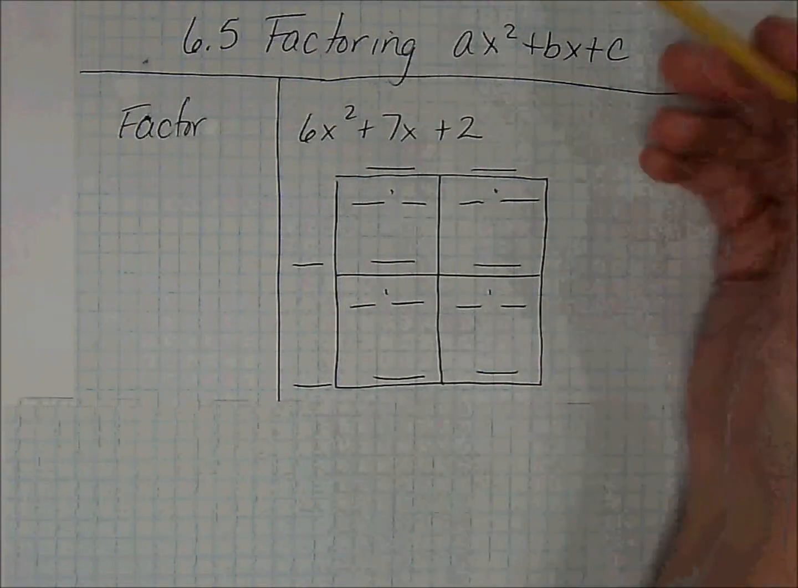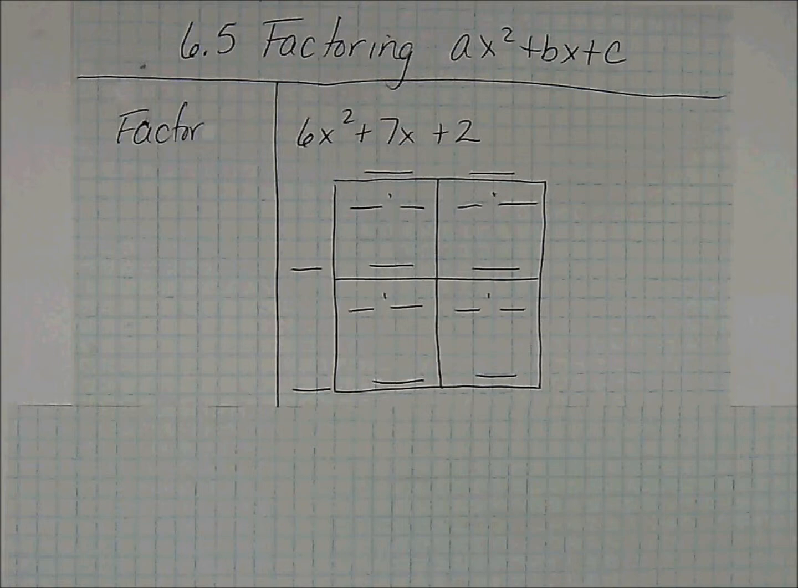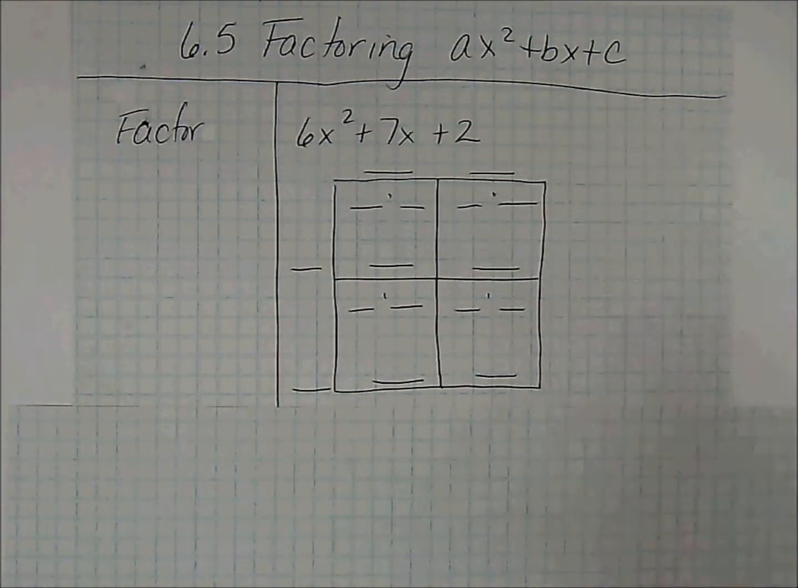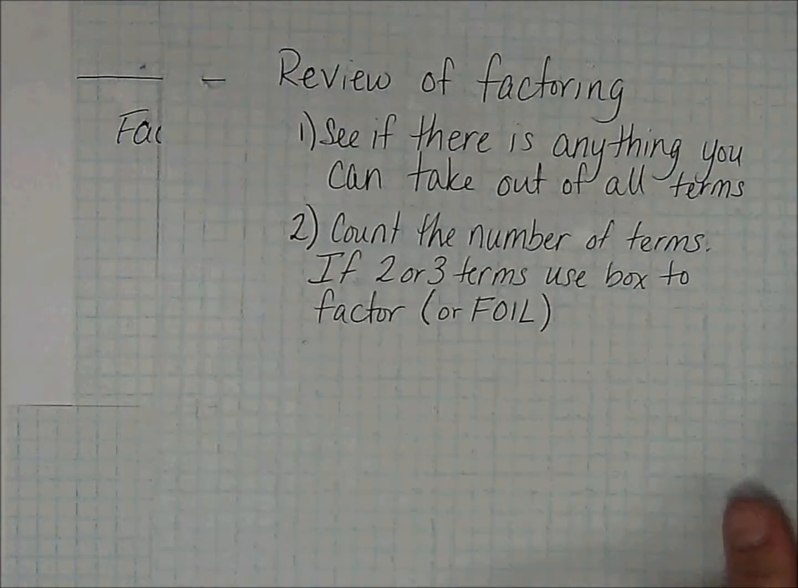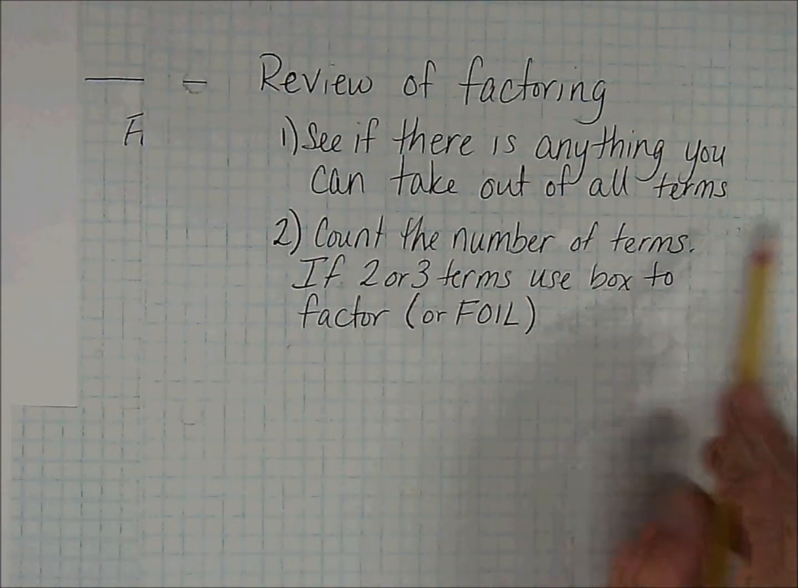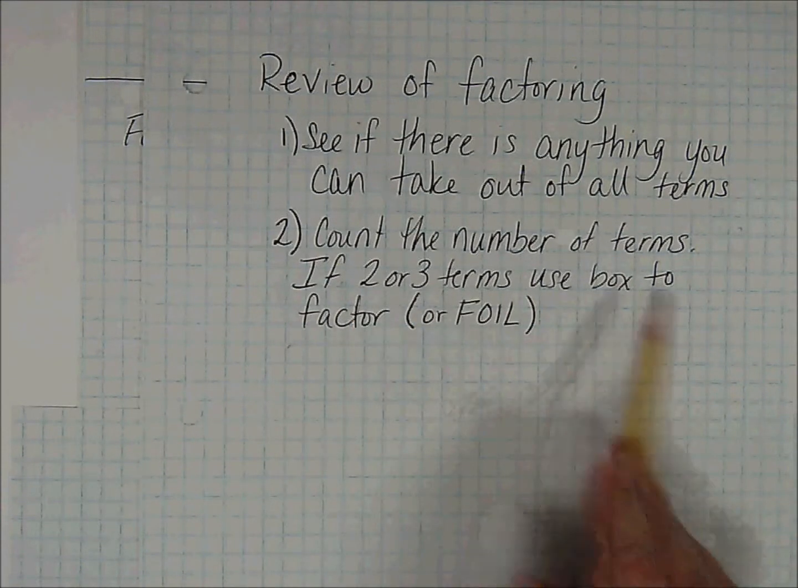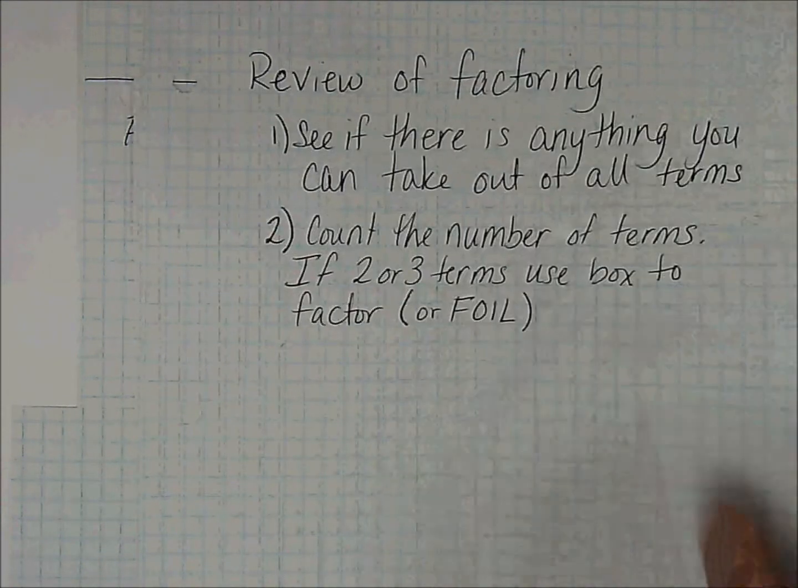So again, we're looking at more factoring, 6.5. And this time again, we're going to start with our review of the factoring. So far, see if there's anything you can take out. Count the number of terms, 2 terms or 3 terms, we do the box. If not, we'll find out what to do in the next section on that.